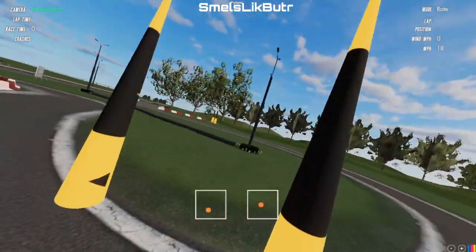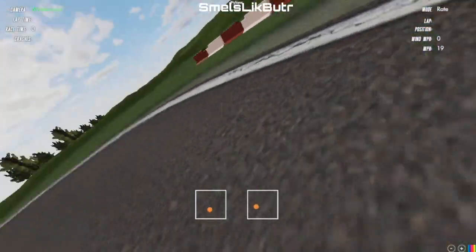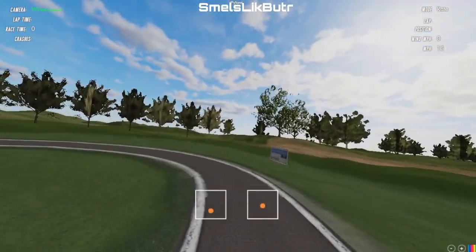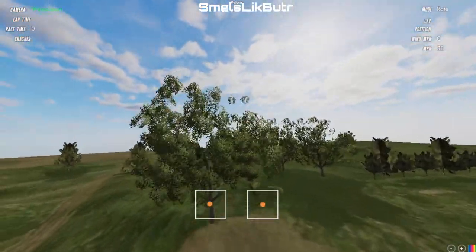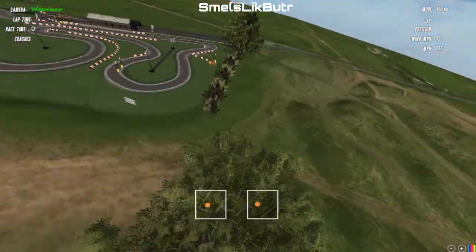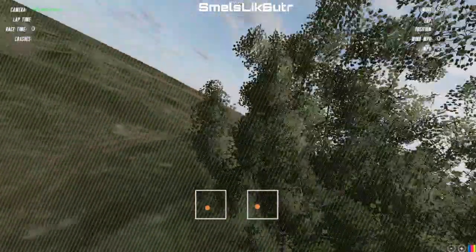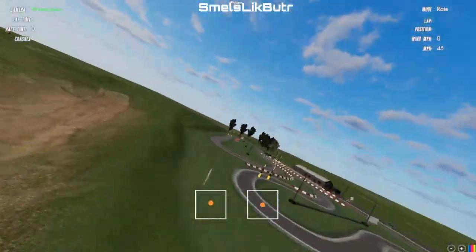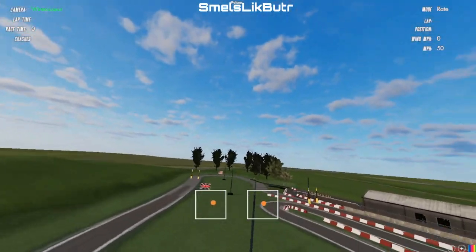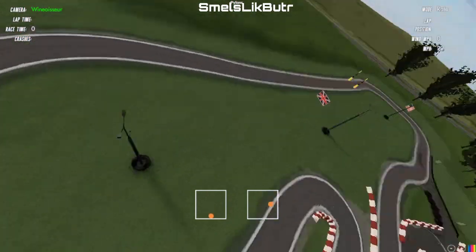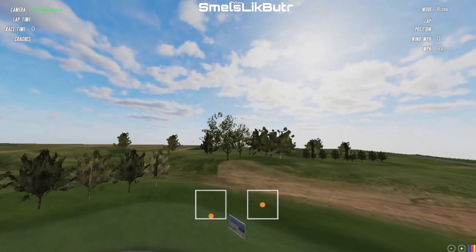Yaw spin, roll. Okay, so I'm going to do it over the top of this tree. I'm going to go up, yaw spin, roll. Okay. Over the top of this lamppost. Yaw, spin, roll. Okay.